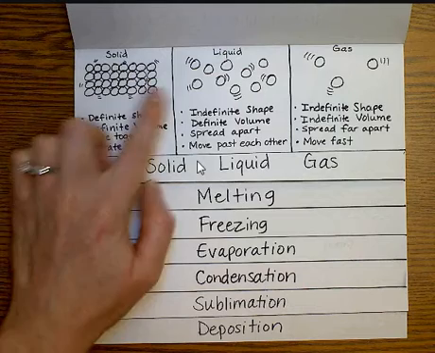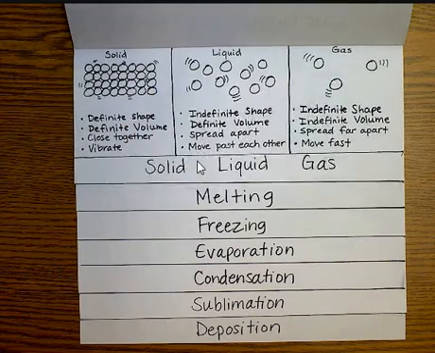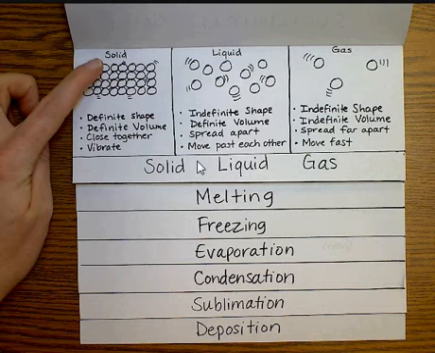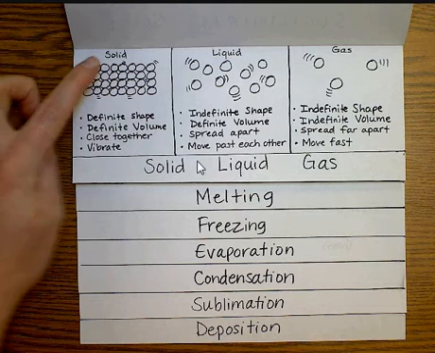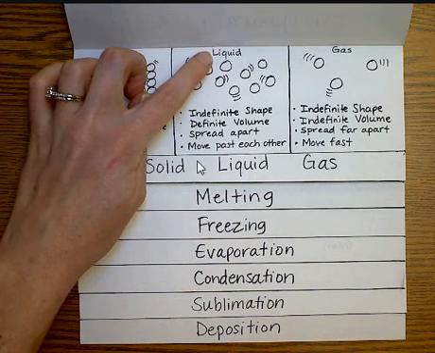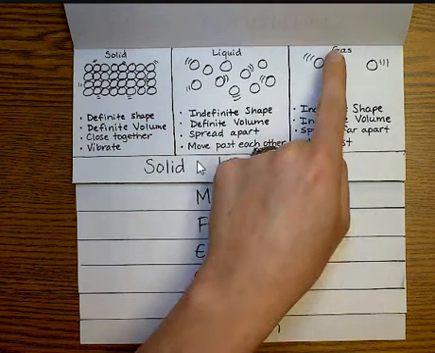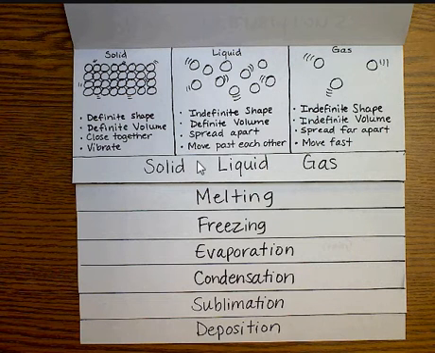And you're going to draw 3 boxes through the middle here. The left side you're going to do solid, the middle you're going to do liquid, and the right side you're going to do gas. And the first thing you're going to do is draw a picture to represent each one of these parts.